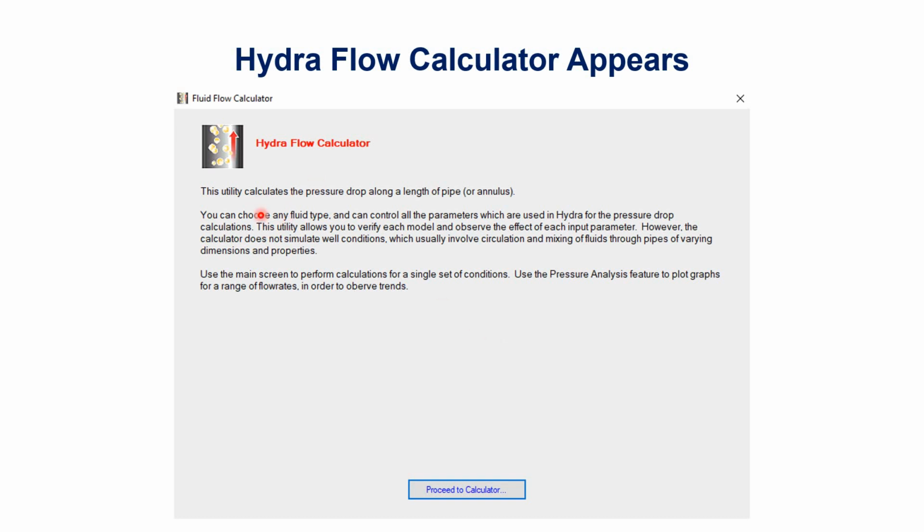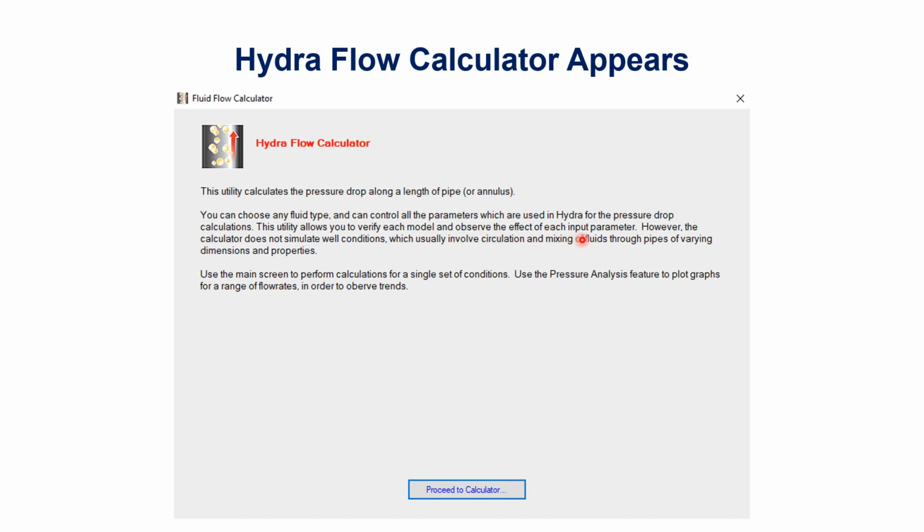This message is written: this utility calculates the pressure drop along a length of pipe or annulus. You can choose any fluid type or can control all the parameters which are used in Hydra for the pressure drop. That is, we can use any fluid we have to pump, and we can use other parameters for the calculation. This utility allows you to verify each model and observe the effect of each input parameter.